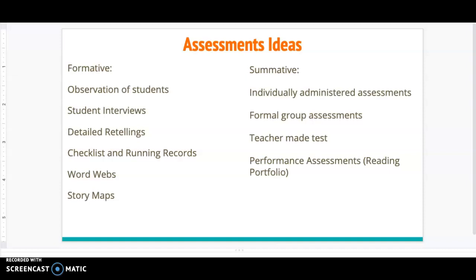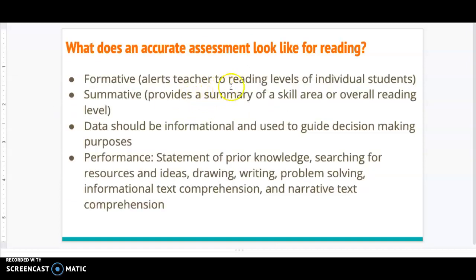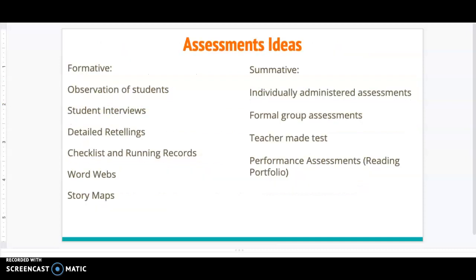So teachers should be able to have an individual checklist of these are the skills that students have, these are the skills they need to learn, and over the course of the year be able to have a record that says that they've met those skills or they're still working on their skills. Word webs and story maps are also ideas of formative, meaning again, they alert teachers to reading levels of individual students. Now our summative is going to be individually administered assessments.